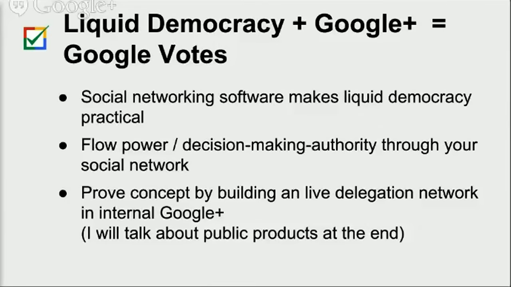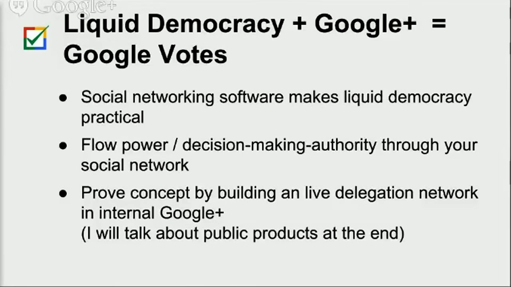This is Google, so you write code. I'm like, okay, let's build it. About two and a half years ago, I started building a delegative proxy backend, and I've been working with Workplace Services running votes across Google since then. My goal is to build a live, active delegation network internally within Google, on internal Google Plus, and then use that to get support to build this natively as a public product, which I'll talk about more at the end.